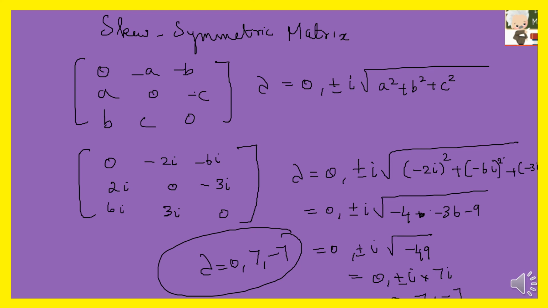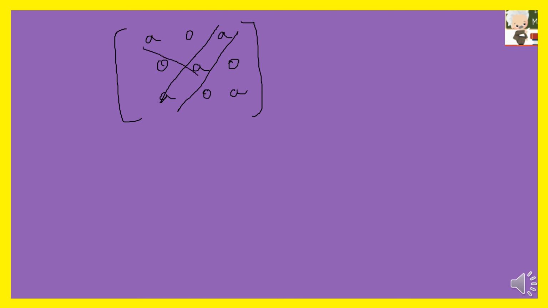Next, few more tricks. Okay, here I am going to give another two tricks. That is, if your matrix is something like this: a, 0, a, 0, a, 0, a, 0, a. That is, only your diagonal elements are present. If you observe, you can look at this. Then your eigenvalues lambda will be equal to 0 comma a comma 2a.